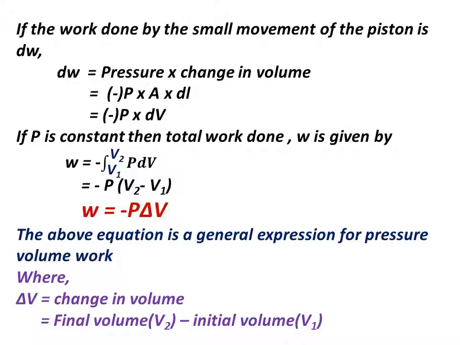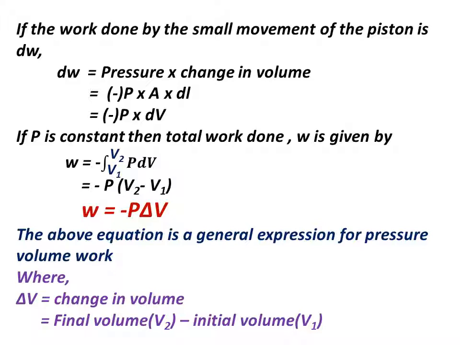So what is the change in volume? Because the piston's area of cross section cannot change, it is A, and because it has moved a small distance dl, A into dl is the small change in volume. So minus P into dV. If the pressure is constant, we are not varying it, then the total work done can be given by W, small letter w, and we can integrate the above equation.